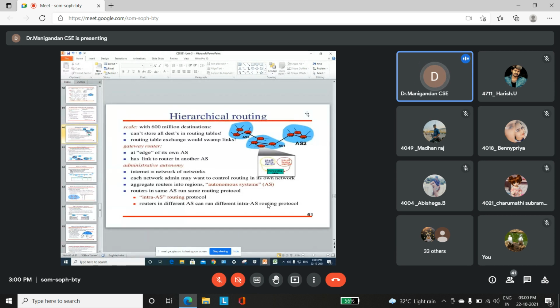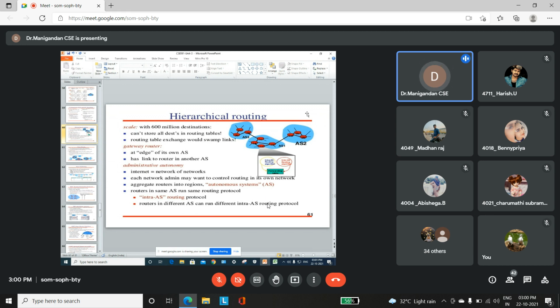Based upon the autonomous system, routing is generated automatically from one LAN to another LAN. You can have one autonomous system, two autonomous systems, three autonomous systems, each assigned administrative autonomy. The internet is a network of networks. So each network admin can control its own routing process between one node and another.